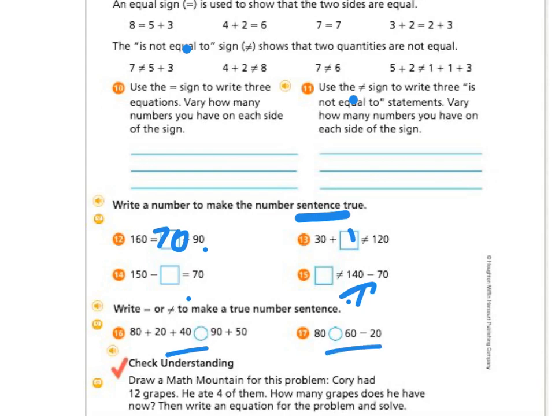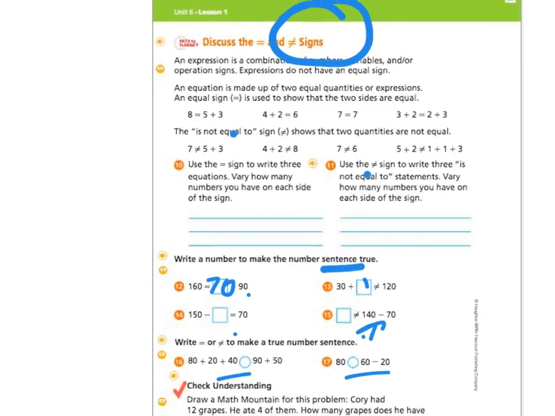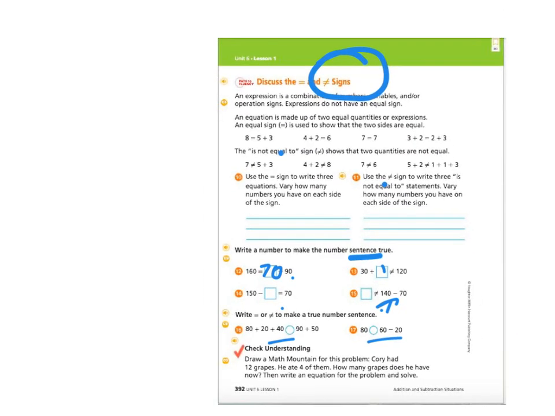Down here you have to calculate. And then here, this isn't bad. You would actually draw. Corey had 12 grapes. He ate 4 of them. How many grapes does he have now? With this one, you can look back at the previous pages.